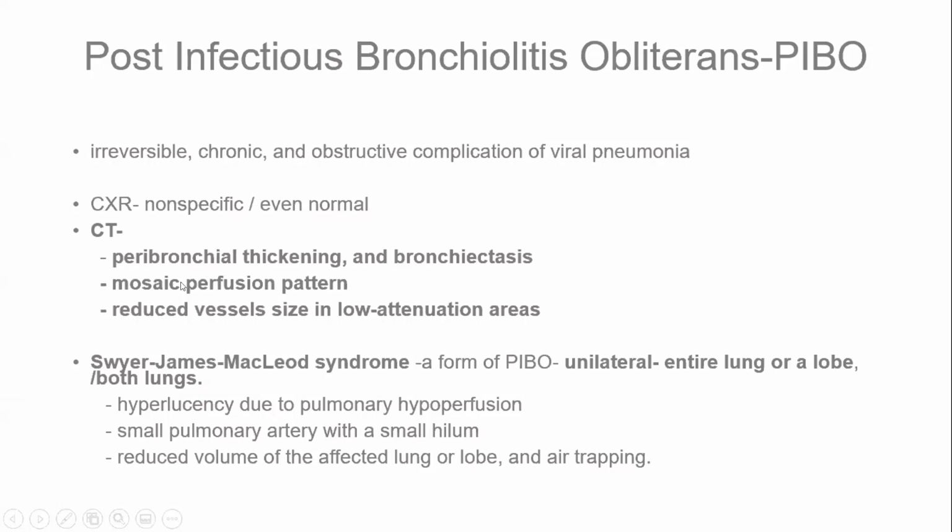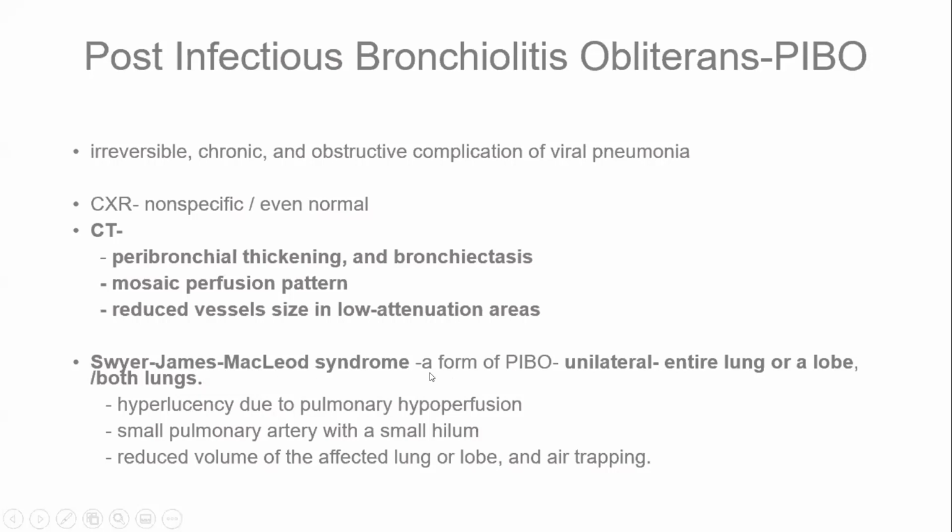So what are you going to see? You will see peribronchial thickening and bronchiectasis and mosaic attenuation in both lung fields or maybe the unaffected segments, and reduced vessel size in low attenuated areas. These are the typical findings you see with bronchiolitis obliterans.